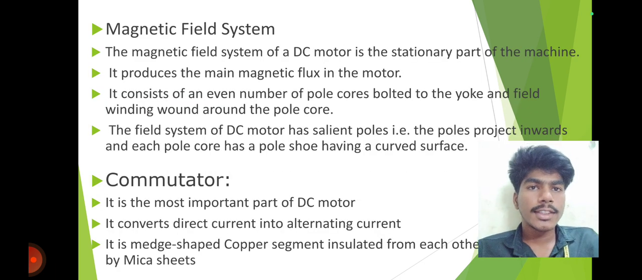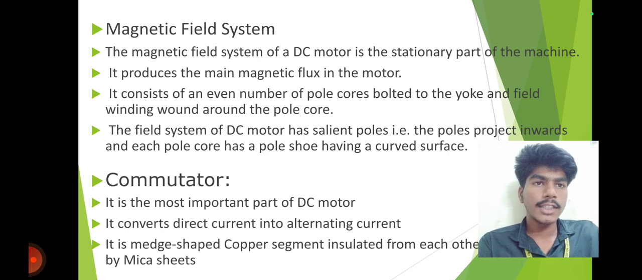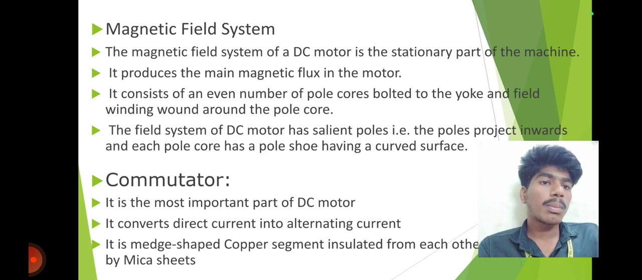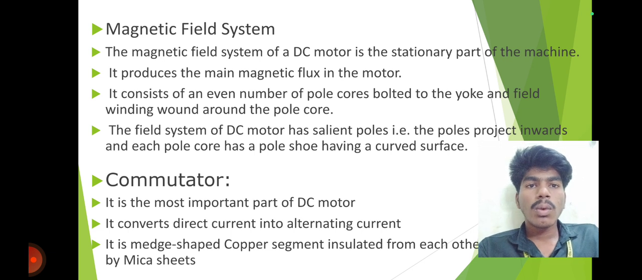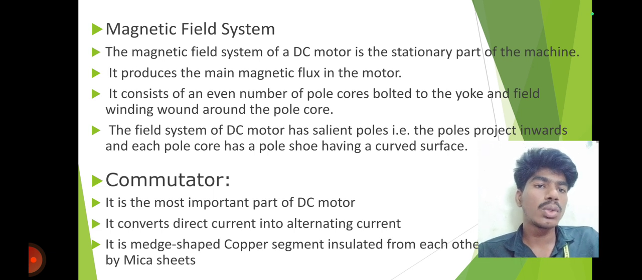Magnetic field system. The magnetic field system in a DC motor is the stationary part of the machine. It provides the main magnetic flux in the motor. It consists of an even number of pole cores bolted to the yoke and field winding wound around the pole core. The field system of a DC motor has salient poles, that is, poles that project inwards, and each pole core has a pole shoe having a curved surface.